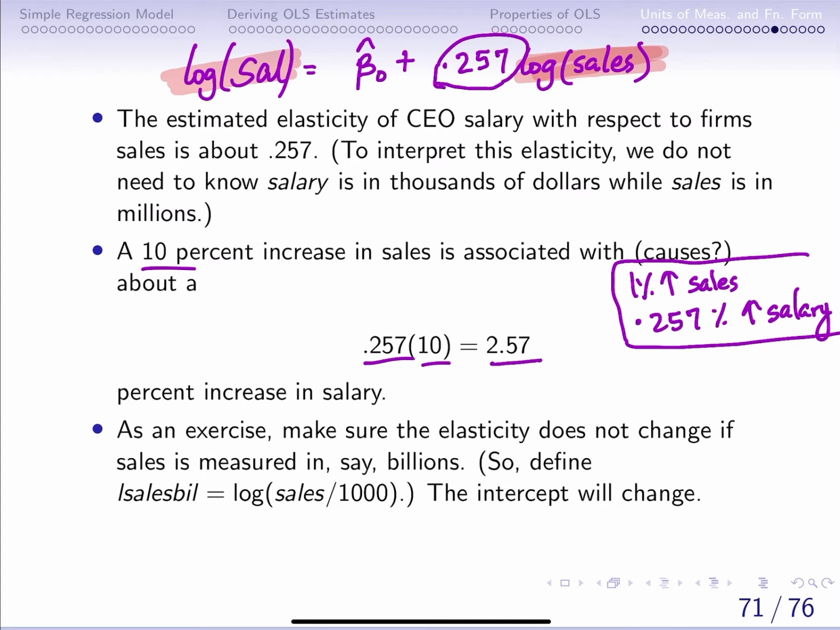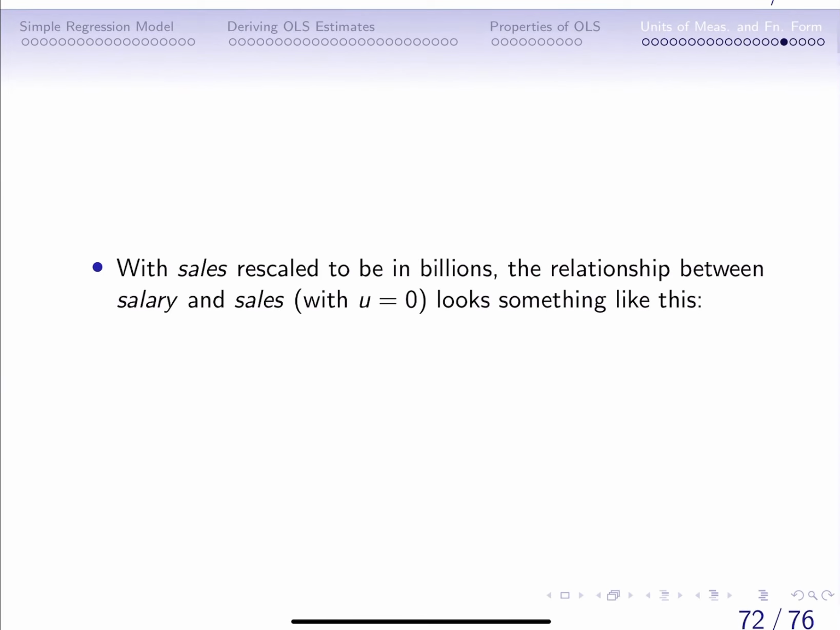Now, you can basically test whether elasticity changes if you change the units, okay? So you can try changing sales to billions instead of millions. You can define a new variable, which is basically sales divided by 1,000, and take the log of it. And you will notice that nothing happens to the elasticity, but the intercept will change, okay?